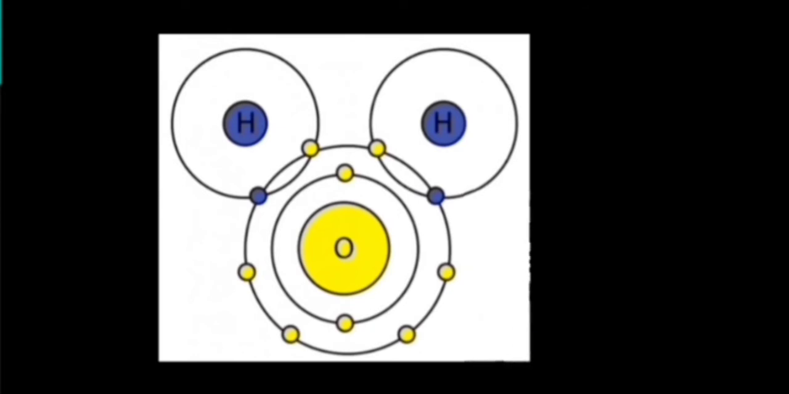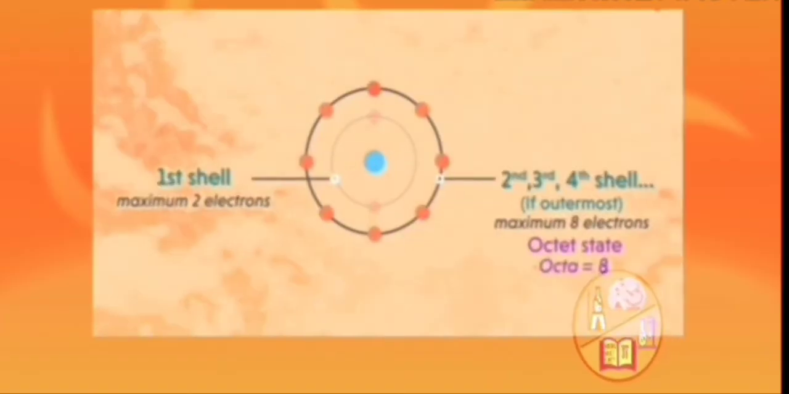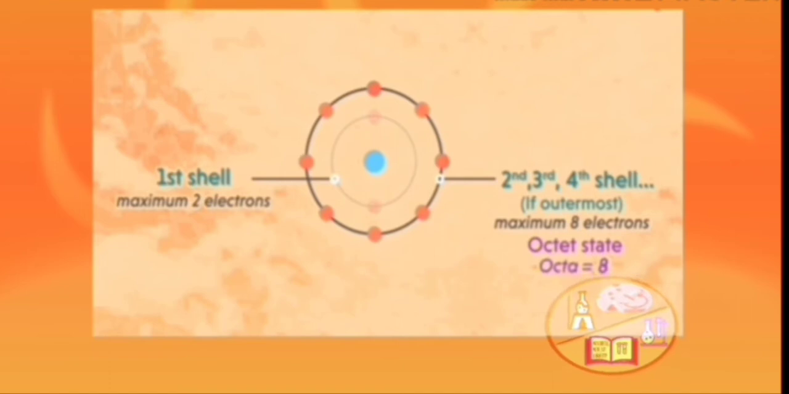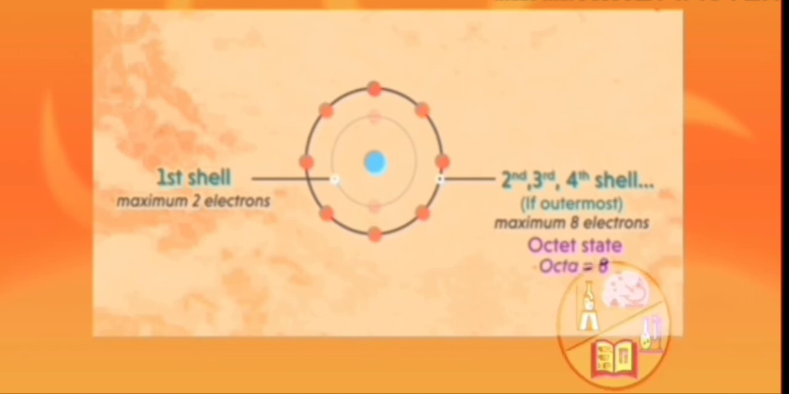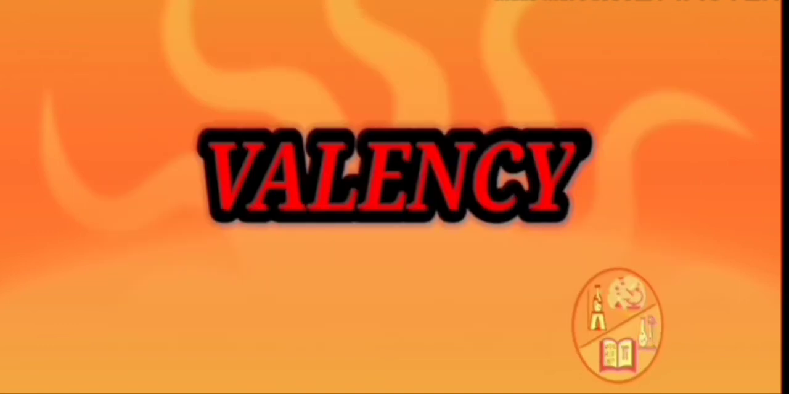So, the giving, accepting or sharing of electrons between atoms leads to the formation of compounds. To obtain stability, the atoms need to have the octet configuration. It means the first shell should have a maximum of 2 electrons, and the second, third or fourth shell, whichever is the outermost, will have a maximum of 8 electrons, that is the octet state.